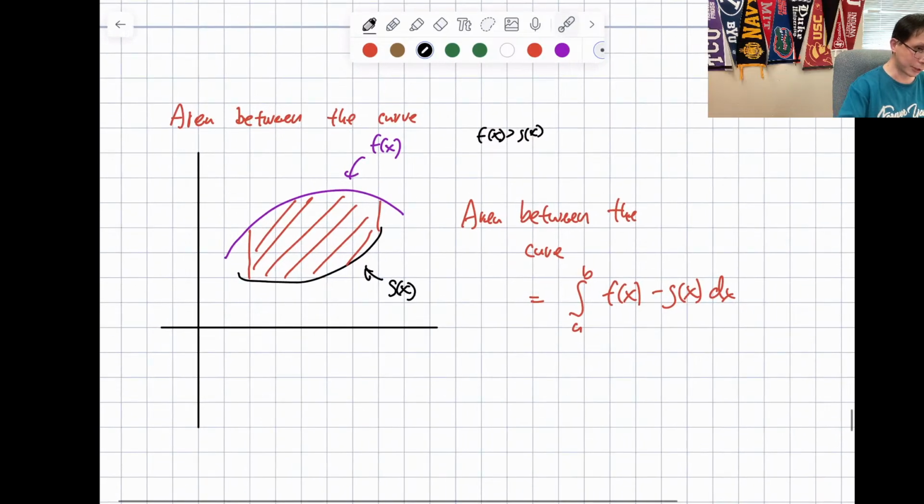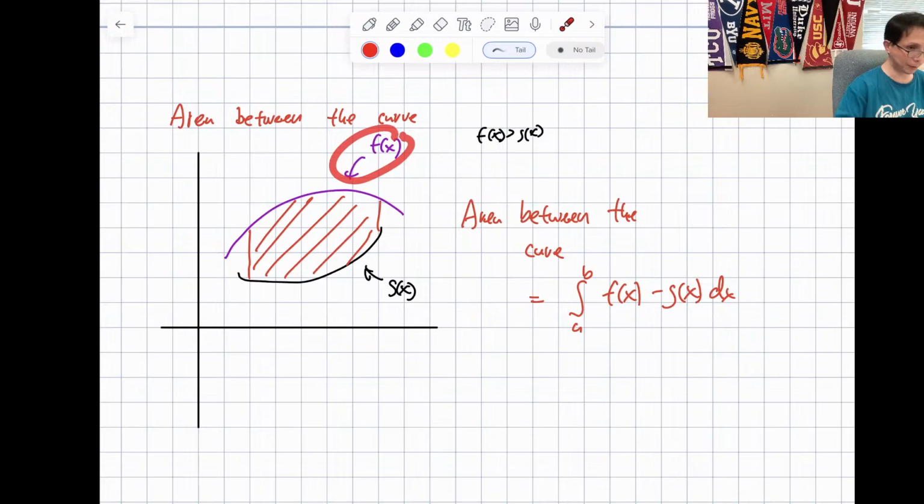I just want to make sure that you understand that f of x is on the top and g of x is on the bottom, because we didn't define that at the very beginning. So make sure it's always top minus bottom. Is that okay?